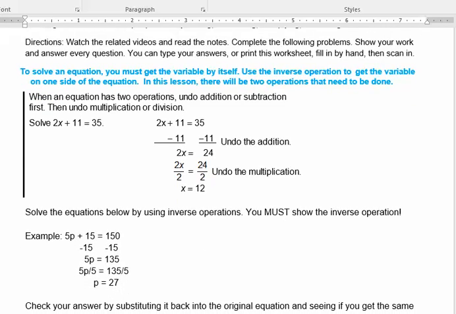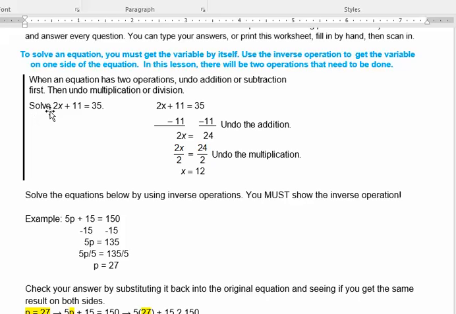So here's an example. Here we have solve 2x plus 11 equals 35. This x, the variable, has been multiplied by 2 and 11 has been added to it. So two things happen to that variable. We need to undo both of them. We start by undoing the plus 11. So the opposite operation, the inverse operation of adding 11, is to subtract 11. So our first step is to subtract 11 from both sides.